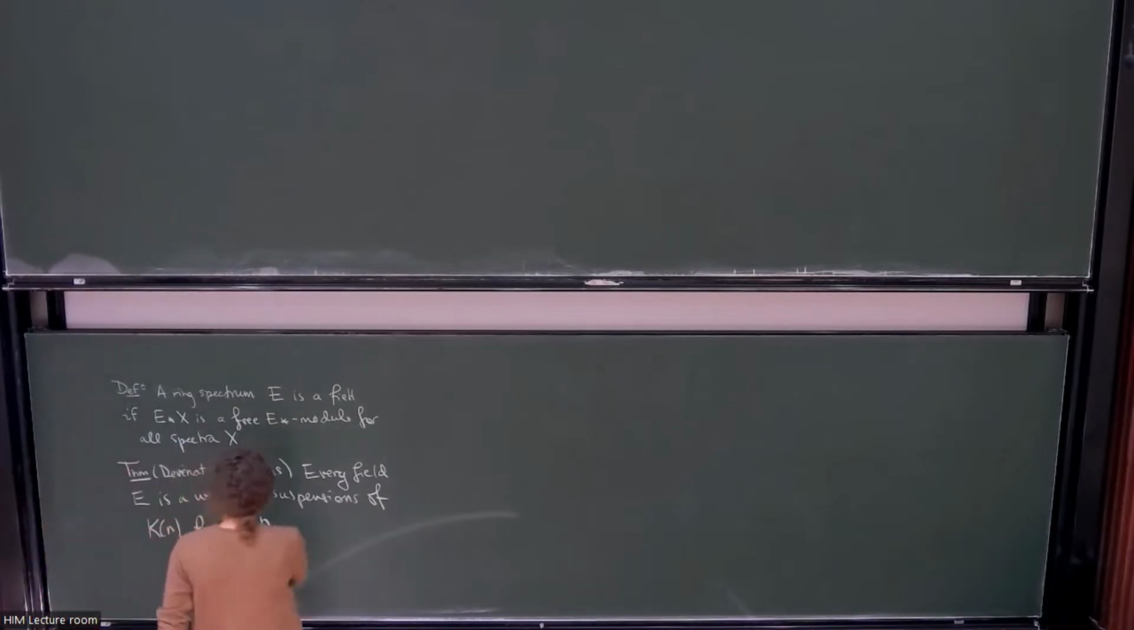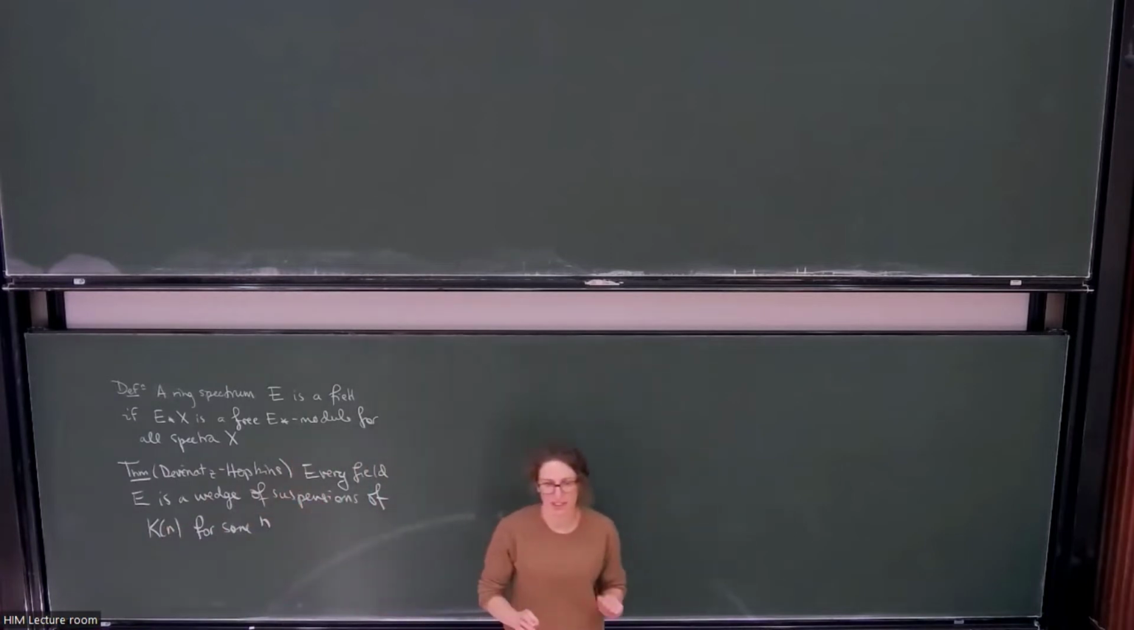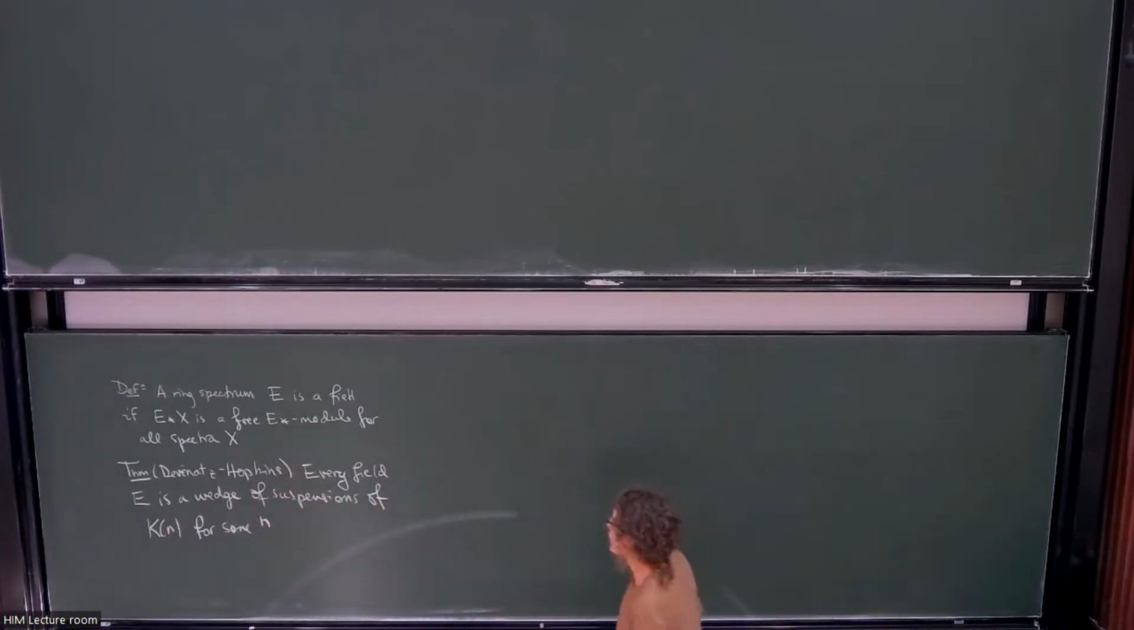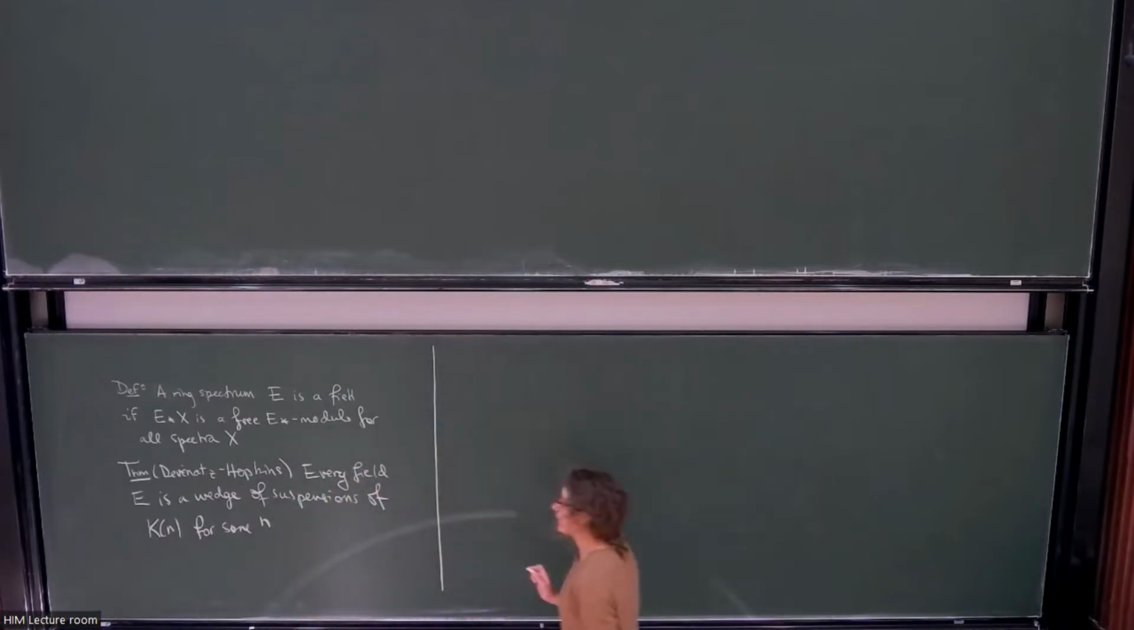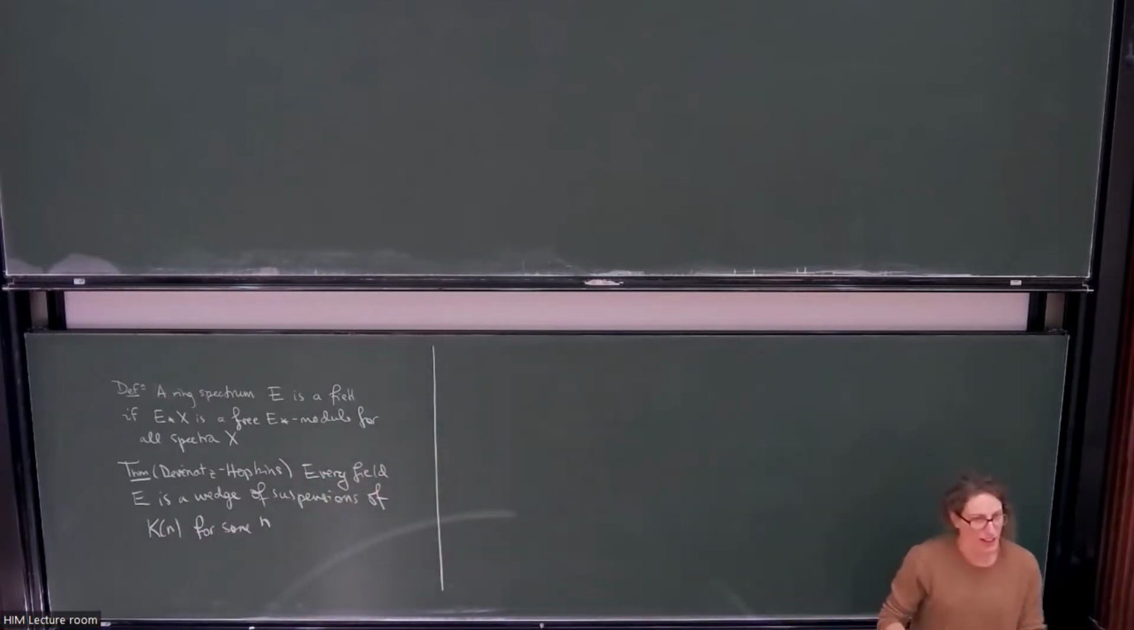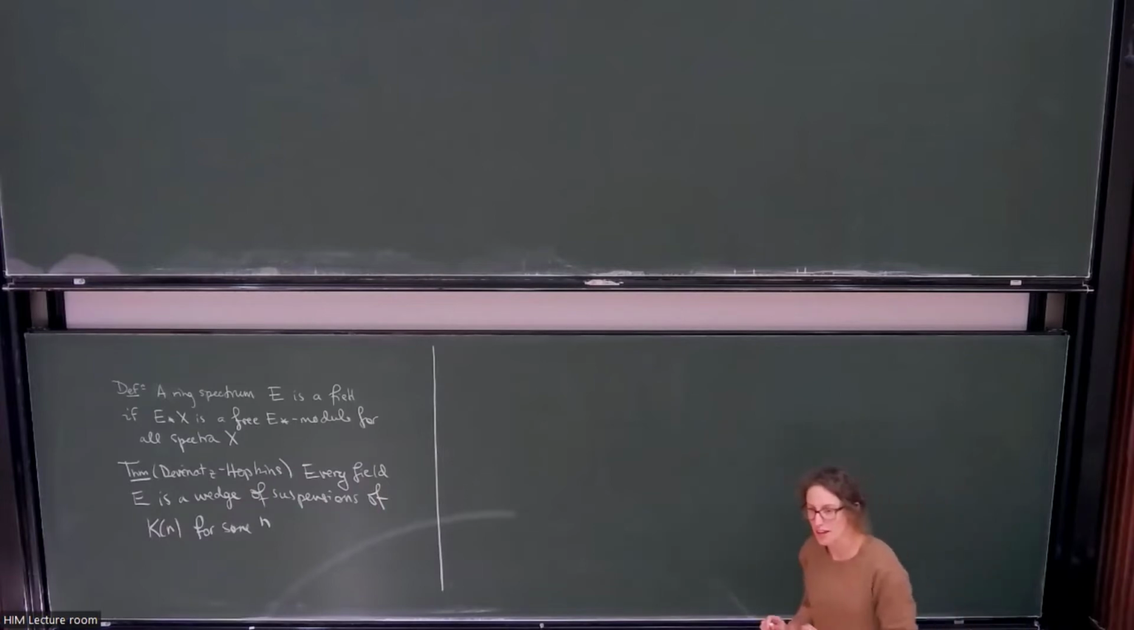Okay, so the Kn are like the prime fields. They're like the indecomposable fields. Every other field is built out of these. All right, so then back on track. So this was just a correction from last time.